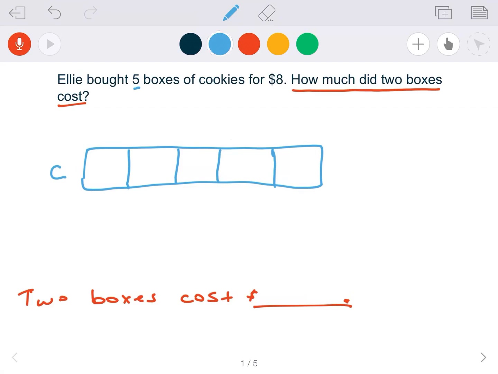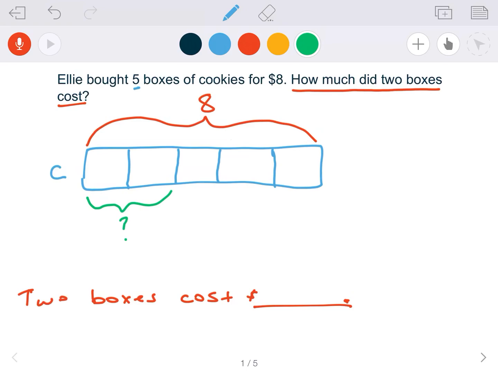Then you can put a bracket here. And all of these boxes were $8. We need to figure out now where our question mark goes. Put your question mark in. And this is where I'm putting mine. So hopefully yours went in with 2 boxes.